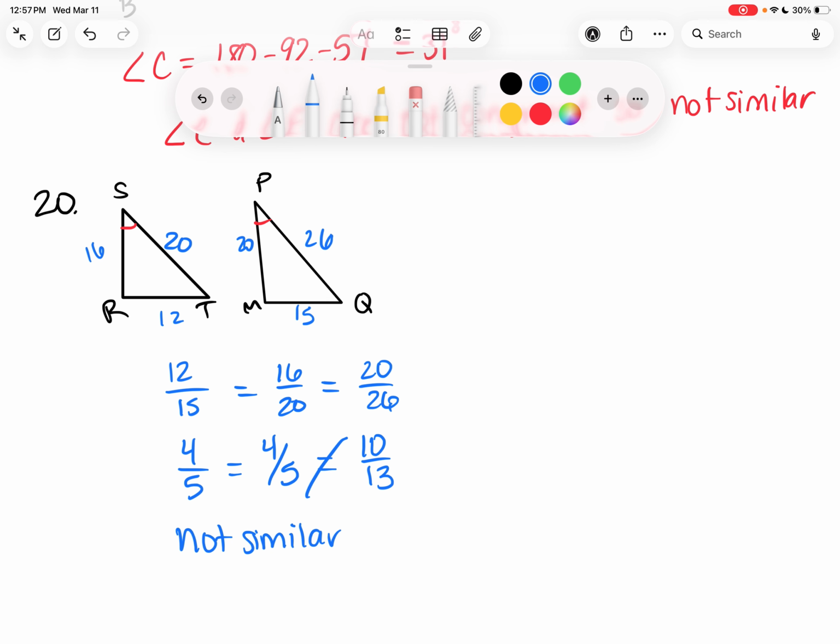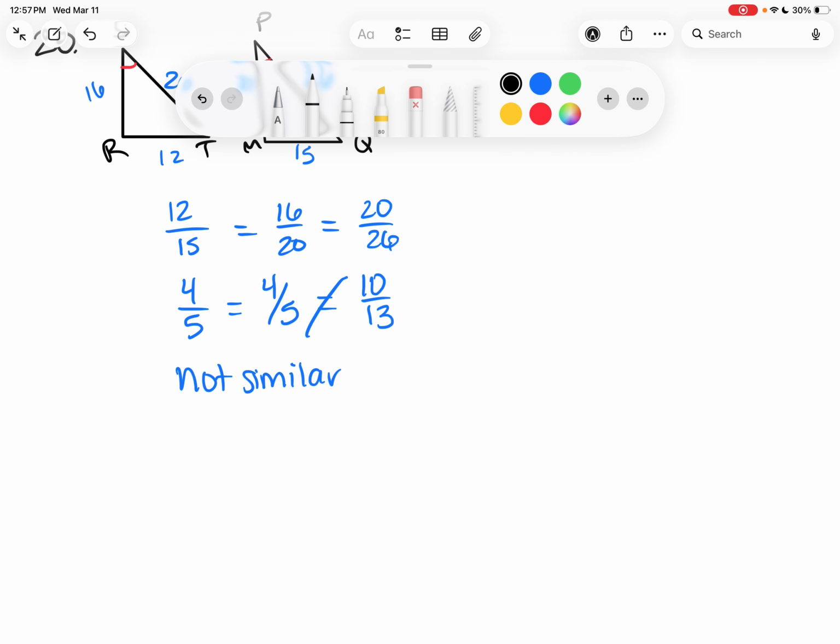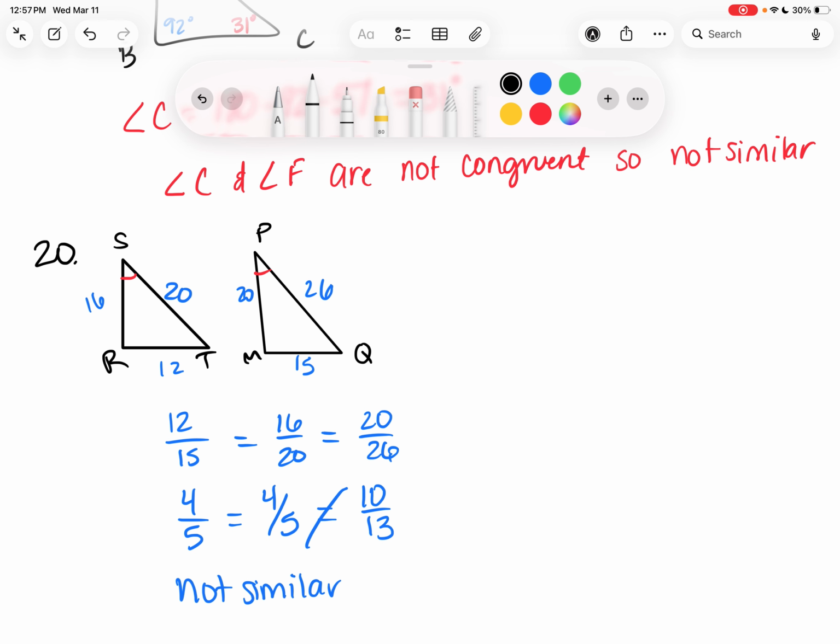You can show it mathematically that they don't work. You can write it in letters and show that, but you need to have something. Don't just say yes or no. You need to have some kind of work shown to explain why these do or don't work. Now, if I had said 16 over 20 is equal to 20 over 26 to start out with, I wouldn't have needed to check the other side because I would have already found that it wasn't similar. Once you find one that is not, then you can stop. Same thing with the angles. Otherwise, you should do them all.